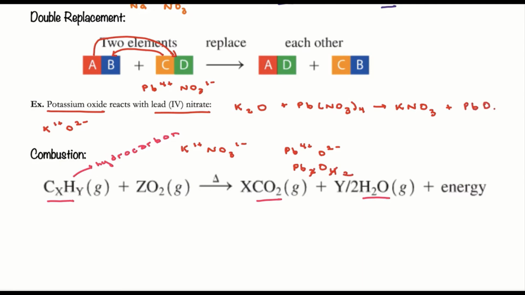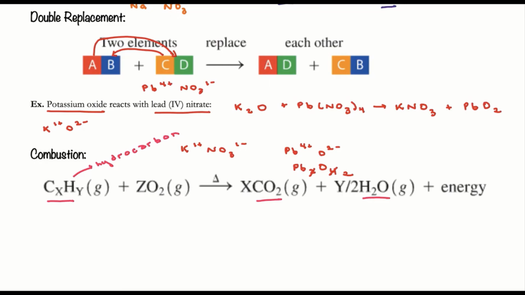Okay? So again, I don't expect you to be able to actually write out your products yet, but I do expect you to look at this and say, oh look, potassium's with oxygen, but now potassium's with nitrate. And lead was with nitrate, but now it's with oxygen. So this must be a double replacement reaction.